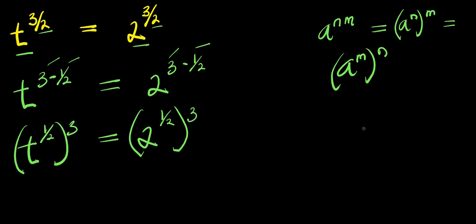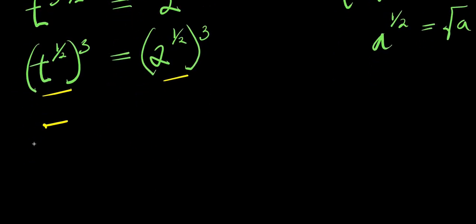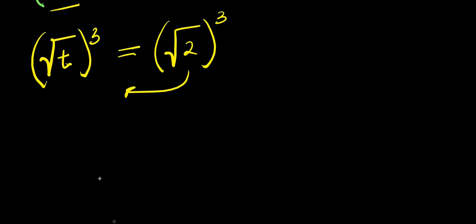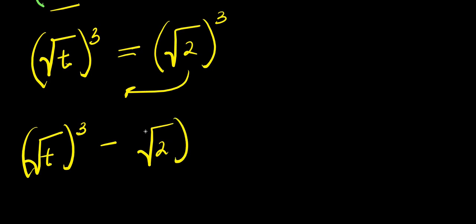Also remember that if you have a power 1 over 2, this equals square root of a. So we need to apply that here and here. That means I'll have square root of t to the power of 3 equals square root of 2 to the power of 3. So let's move this over. It becomes negative. I have square root of t to the power of 3 minus square root of 2 to the power of 3, and this equals 0.